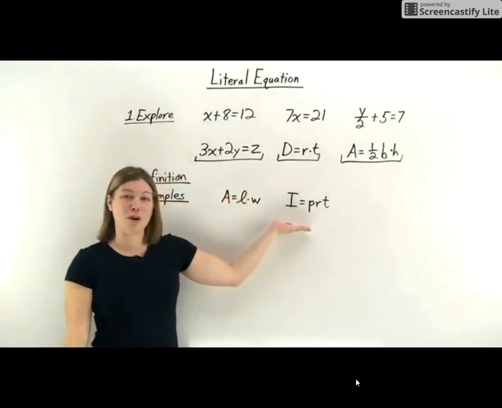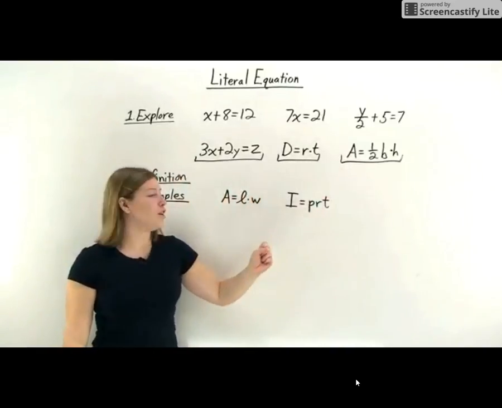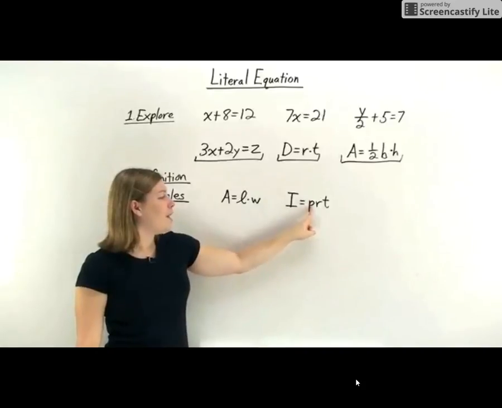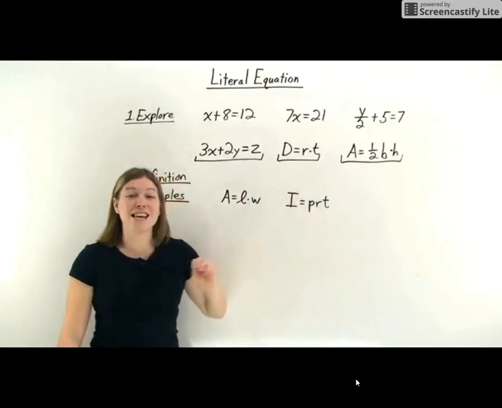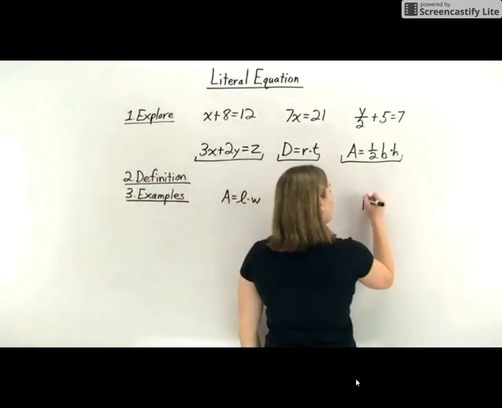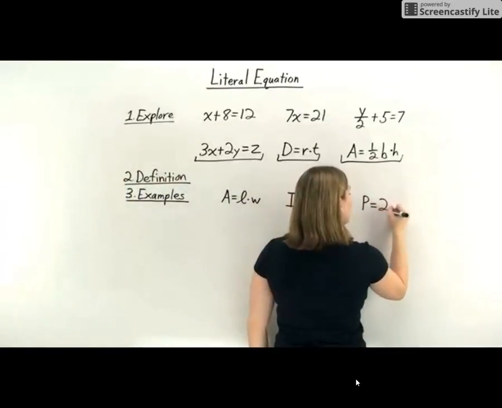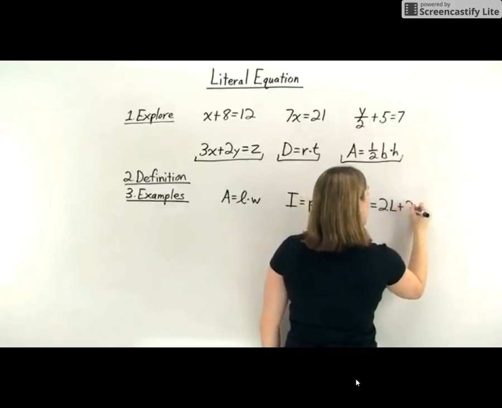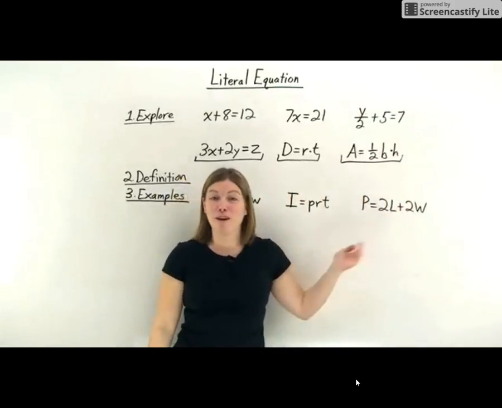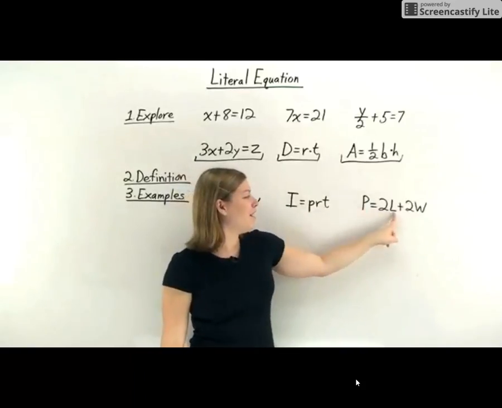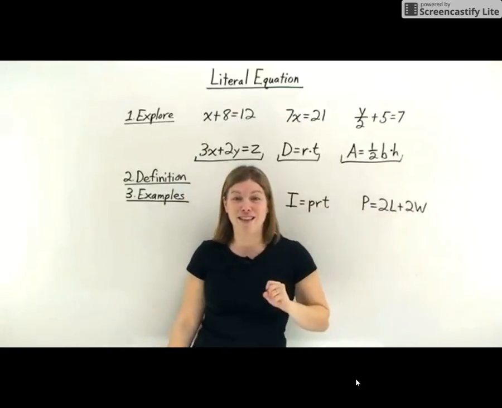Now, we can also have one like this: I = PRT. This is a literal equation. It's the formula for interest. I is interest, P is the initial amount that we invest, R is the rate, and T is time. Or we could even have a literal equation like this: P = 2L + 2W. This is the formula for the perimeter of a rectangle. P is the perimeter, L is the length, and W is the width.